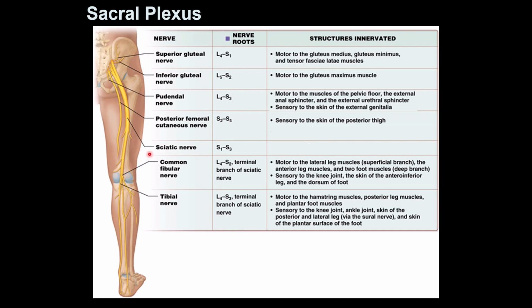This is sensory only. The sciatic nerve, this is the biggest nerve in the body, okay, that runs posteriorly, and then it divides into two different nerves, the tibial nerve and the common fibular nerve. The common fibular nerve has sensory and motor, and also tibial has sensory and motor. So the common fibular is supplying the anterior and lateral leg muscles, and also a little bit of the dorsal foot muscles. Also it supplies the skin of the anterior leg and the dorsal foot.